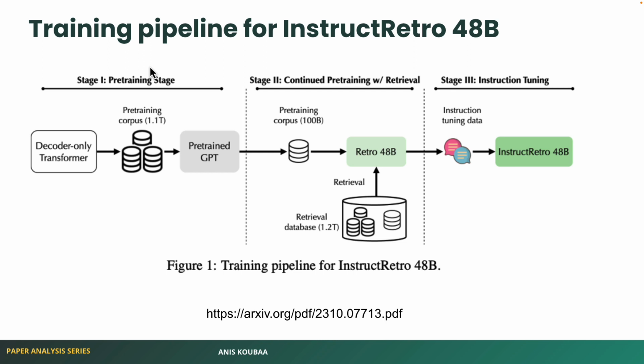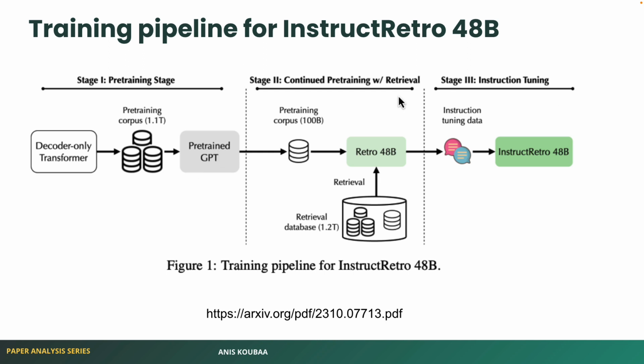So this is the novel architecture and the training pipeline for the InstructRetro 48B. In the beginning, in stage 1, we are just going to train a base large language model. We can use decoder-only transformers, and in this paper they used 1.1 trillion tokens to prepare a pre-trained GPT. GPT is not GPT-3 or 4, but a generative pre-trained transformer. It's based on the transformer architecture, like in the initial paper on transformers, and they provide a classical pre-trained model.